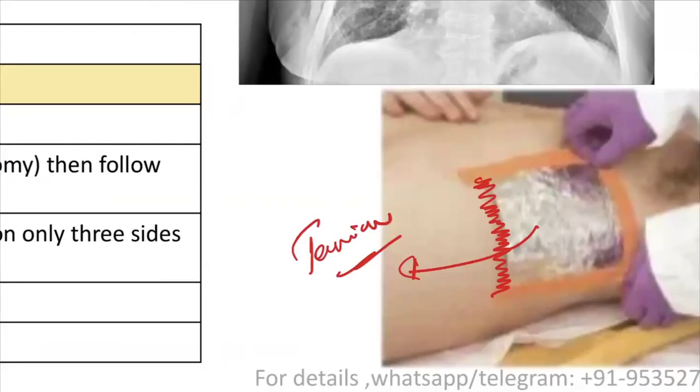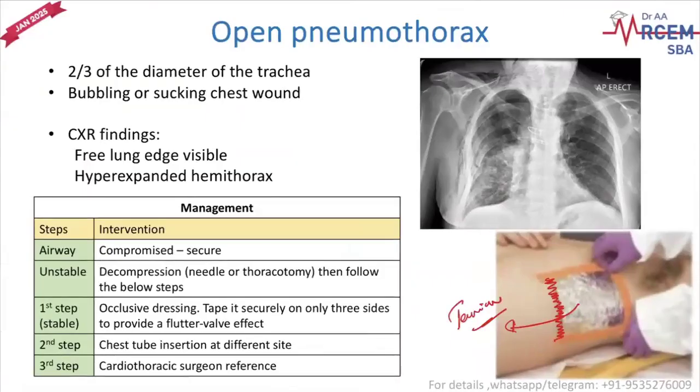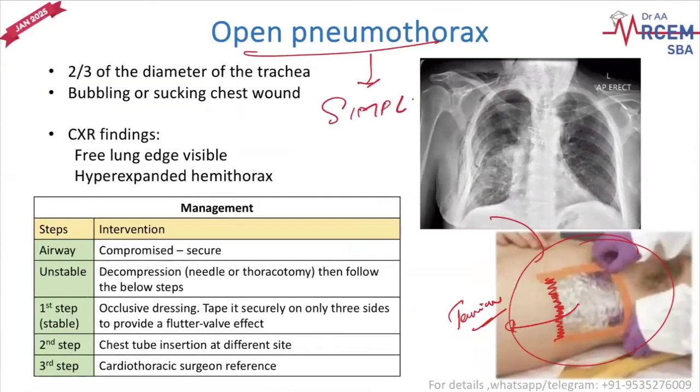Don't do a four-way occlusive dressing. It should be only a three-way occlusive dressing. If you do a four-way occlusive dressing, chances of development of tension pneumothorax is high. Once you have done this dressing, you have converted an open pneumothorax into a simple pneumothorax. A simple pneumothorax treatment we are aware of, you need to place an ICD. So you need to place a chest tube.